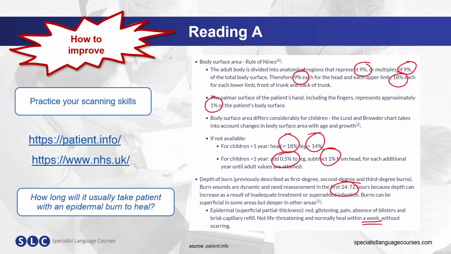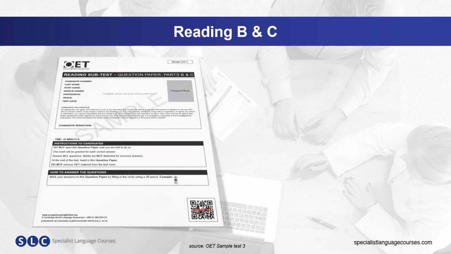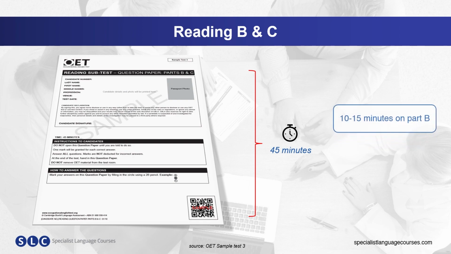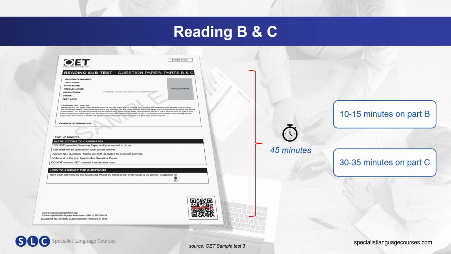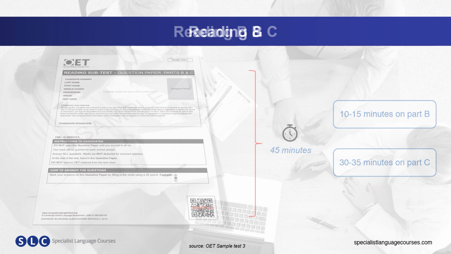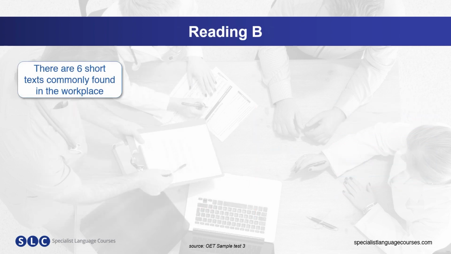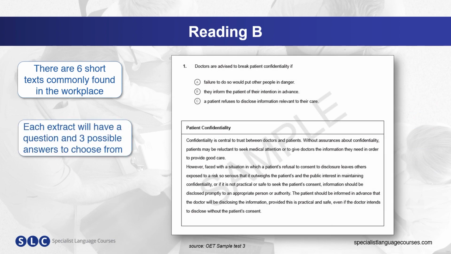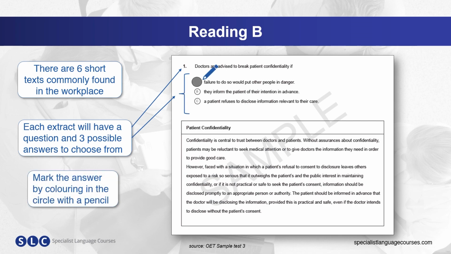Now let's move on to parts B and C. You have 45 minutes for both parts B and C, so we recommend spending about 10 to 15 minutes on part B and 30 to 35 minutes on part C. For part B, there are 6 short texts commonly found in the workplace. Each extract will have a question and 3 possible answers to choose from, and you mark the answer by colouring in the circle with a pencil.